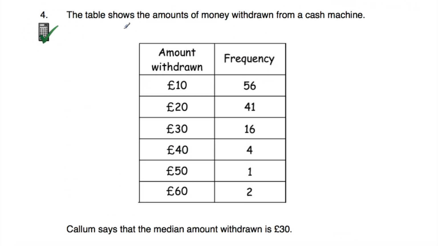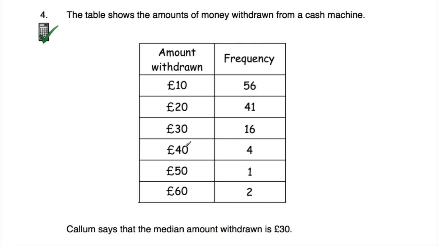Okay, let's look at our next question, question number 4. Question number 4 says the table shows the amount of money withdrawn from a cash machine. So there's a cash machine, and on 56 occasions, the person withdraws £10. On 41 occasions, the person withdraws £20.